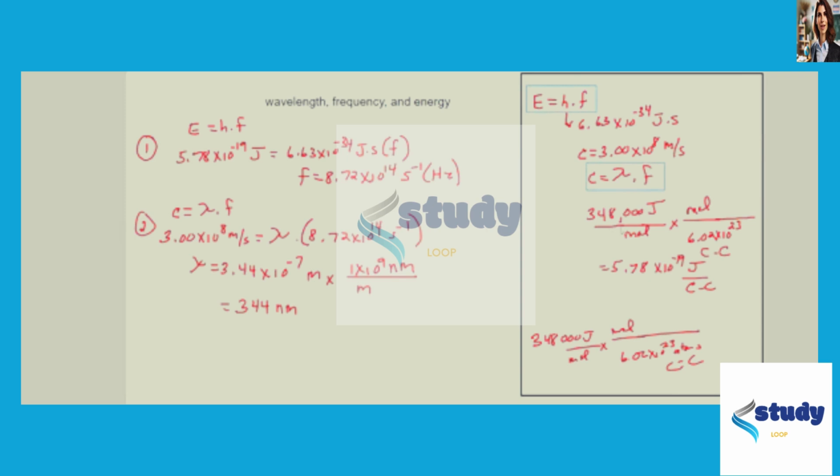Now, this is the information that we were supplied with: for a mole of carbon-carbon bonds, 348 kilojoules of energy is required to break the bonds. Well, the units that we're going to be utilizing in ultimately determining the frequency and wavelength associated with that energy is joules. So I've just rewritten that 348 kilojoules as 348,000 joules per mole.